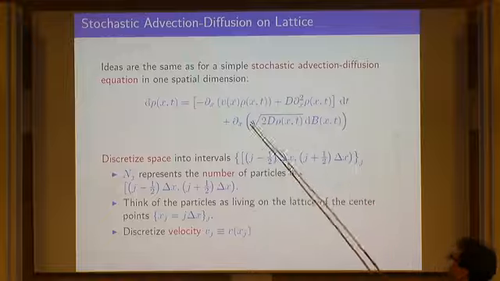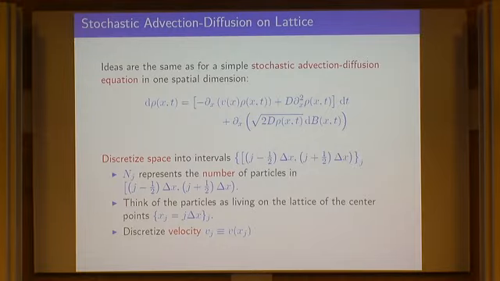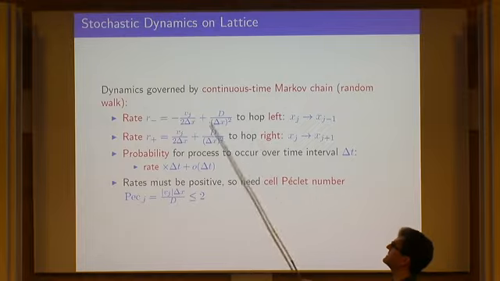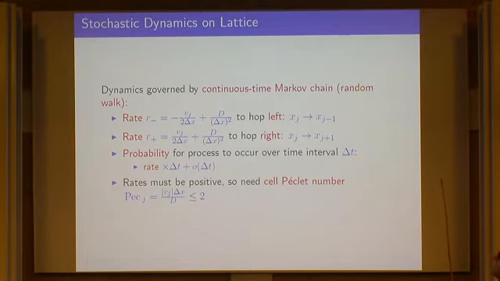So of course, this v could depend on time. It doesn't change anything. All right, and then you just write down, okay, so what do the hopping rates have to be to give you the right velocity and diffusion, and there it is.